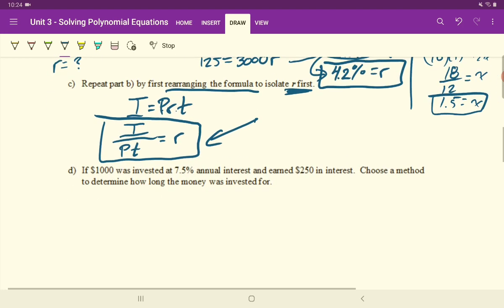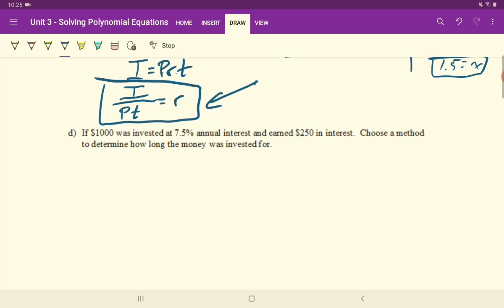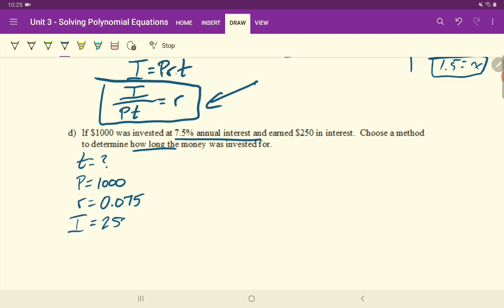question B. If $1,000 was invested at 7.5% annual interest and earned $250 in interest. Choose a method to determine how long the money was invested for. So how long, meaning we're solving for t. Our principal or original amount was 1,000. Our rate is an annual rate of 0.075, take 7.5 divided by 100. And our I is 250.